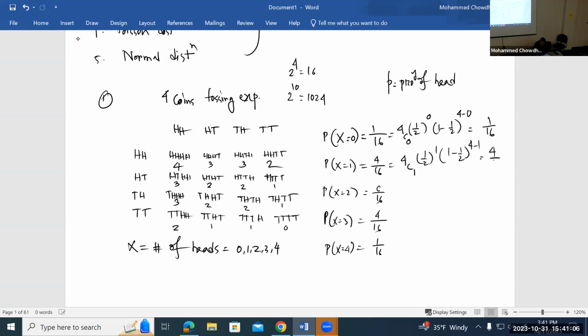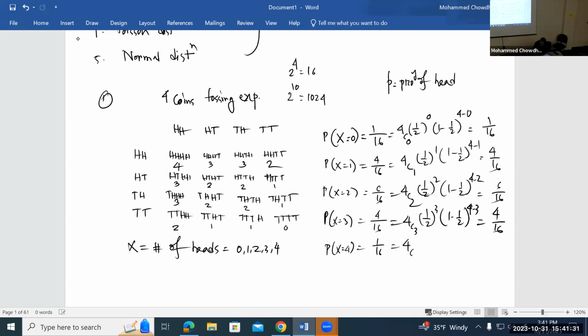4/16. This is 4C2, half to the power 2, 1 minus half to the power 4 minus 2, which is equal to 6/16. This is equal to 4C3, half to the power 3, 1 minus half to the power 4 minus 3, equal to 4/16. This is equal to 4C4, half to the power 4, 1 minus half to the power 4 minus 4, equal to 1/16. Do you understand?